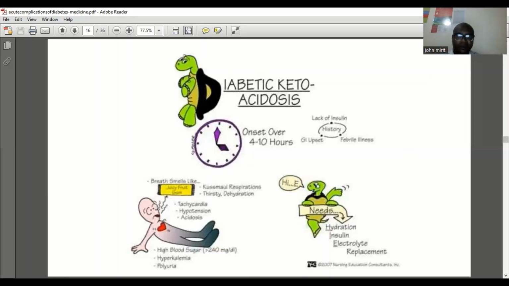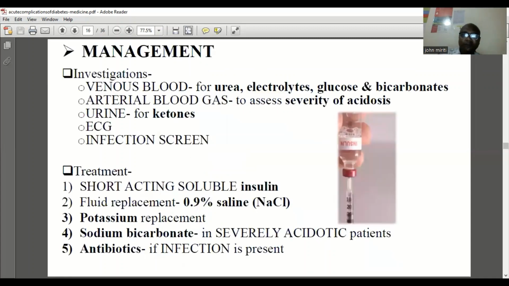So in this case now, what should you do? You should be ready to hydrate the patient, to give insulin, to correct the electrolyte imbalance, and also monitor the heart, because electrolyte imbalance can lead to what? To arrhythmias. So that is how you manage these diabetic emergencies. That's a summary of it.